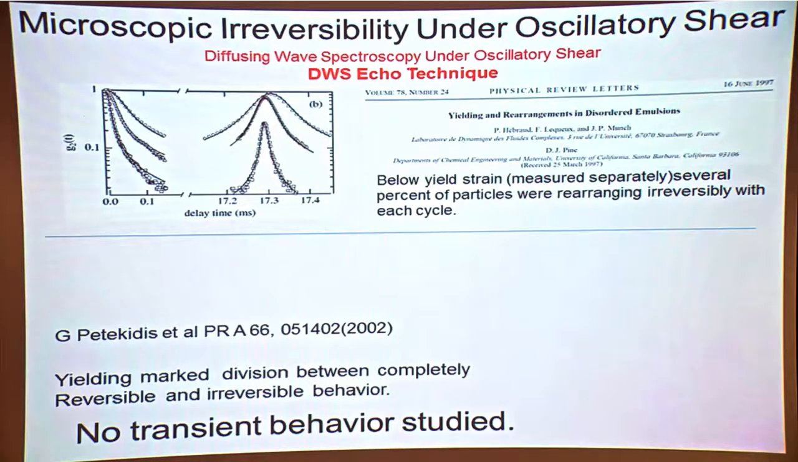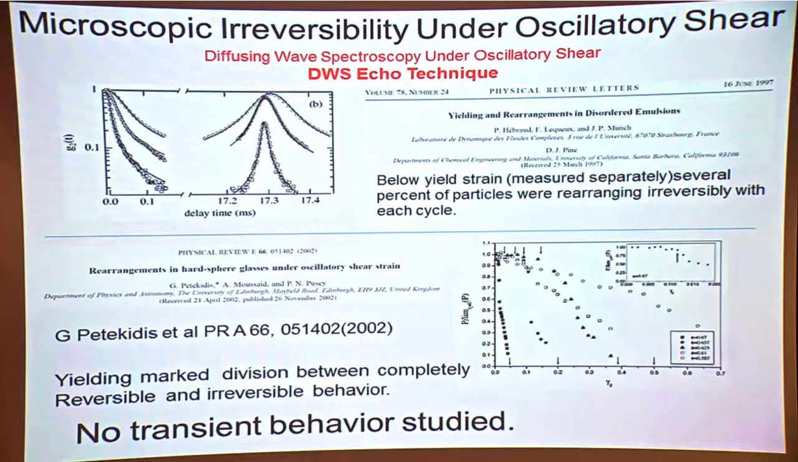Now in these experiments which have been done under oscillatory shear, the very early experiment by this group in 1997 looked at diffusing wave spectroscopy. The idea is to look at intensity-intensity correlation in a dense suspension which is not very transparent. It's multiple scattering, so you can't use simple light scattering; you use what is called diffusing wave spectroscopy, and you look at how this correlation function decays. Here it's oscillatory shear, so again you will have what you call echoes. And what they conclude, I'll just give you the bottom line, is that below yield strain they also see several percent of particles rearranging irreversibly with each cycle, which was quite a surprise.